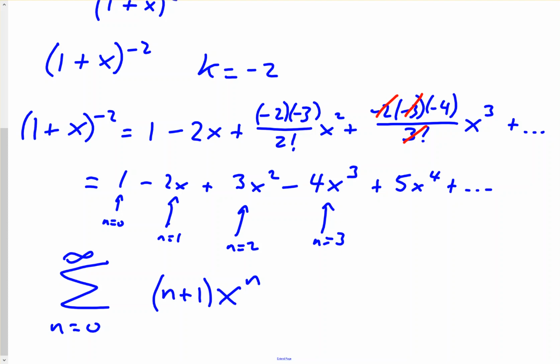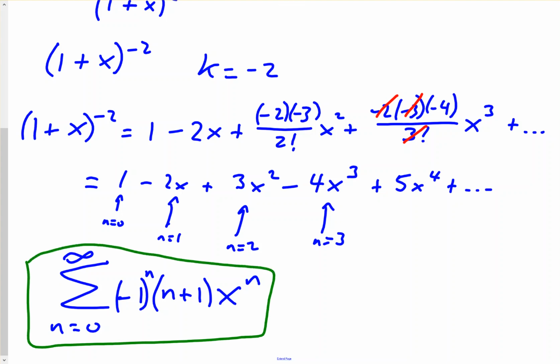And then notice the alternating signs. We have positive, negative, positive, negative, positive, like that. So that's going to be negative 1 to the n. Okay, so this would be the power series, and then you could double check. Negative 1 to the n: when we put a 0 in there, the 0 power is 1. When we put a 1 in there, that gives us a negative, so that gives us a negative 2, so that's good. So this would be the power series in sigma notation for the binomial 1 plus x to the negative 2.